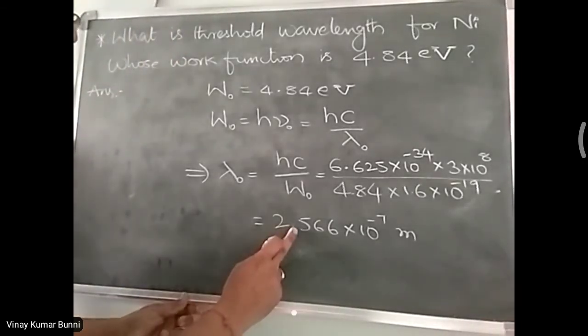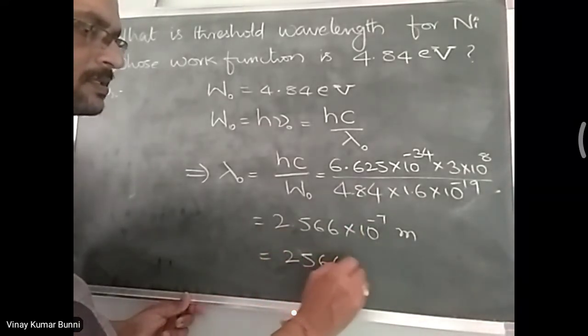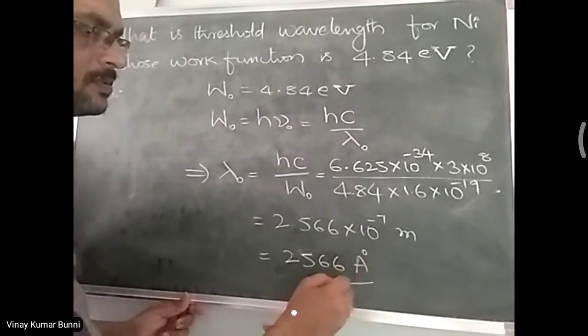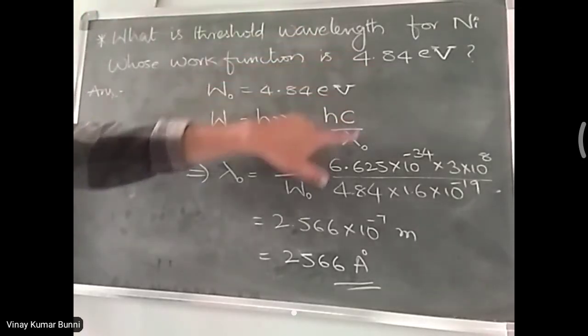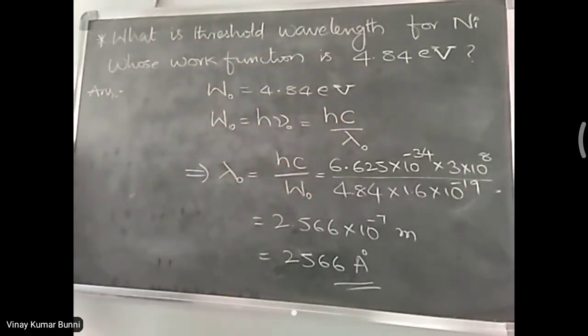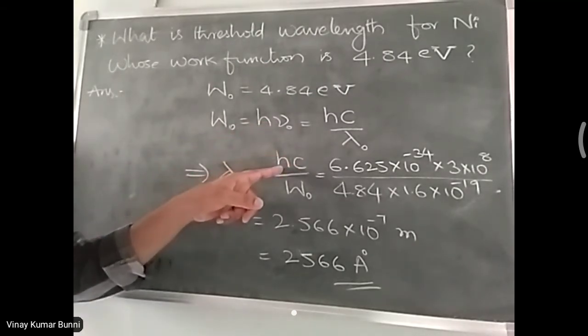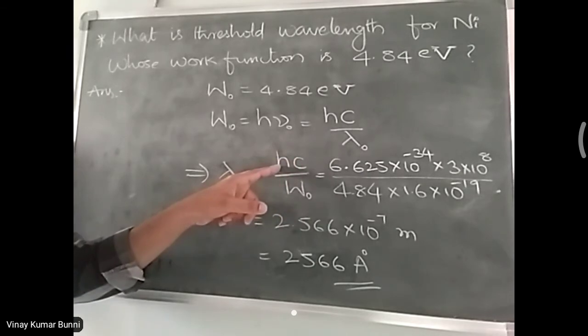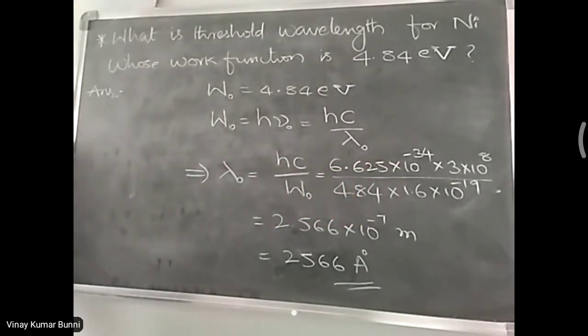In terms of angstroms, we can write it as 2566. If you remove this point, then it will become 10 power minus 10, that is 2566 angstrom units. So this is the minimum wavelength limit for the photoelectric emission process. Only one value is given here, but you are calculating the lambda value because we already know these constant values: 6.625 into 10 power minus 34, which is Planck's constant, and light velocity c equal to 3 into 10 power 8.